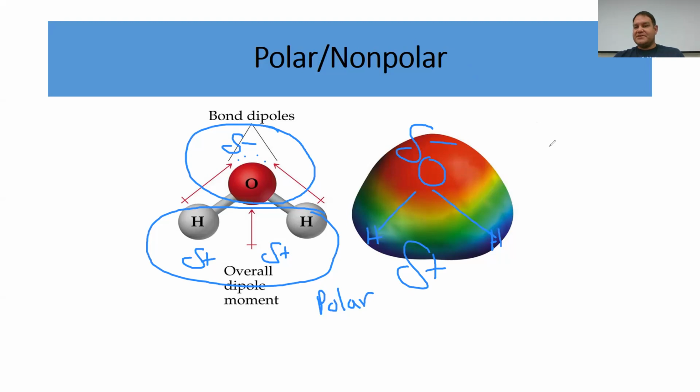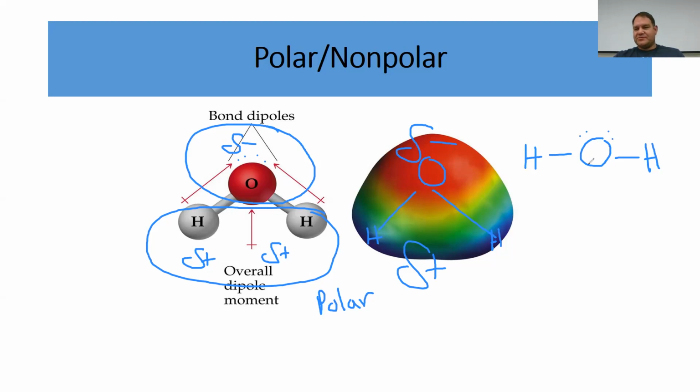Now, let's do something for argument's sake, okay? Let's do a hypothetical. Now, this is not real, okay? All right, let's say, though, that water was linear, okay? What if water was linear? So let's say that these lone pairs really did not cause the shape to be bent, okay? What would be the direct consequence of water being linear and not bent, okay?